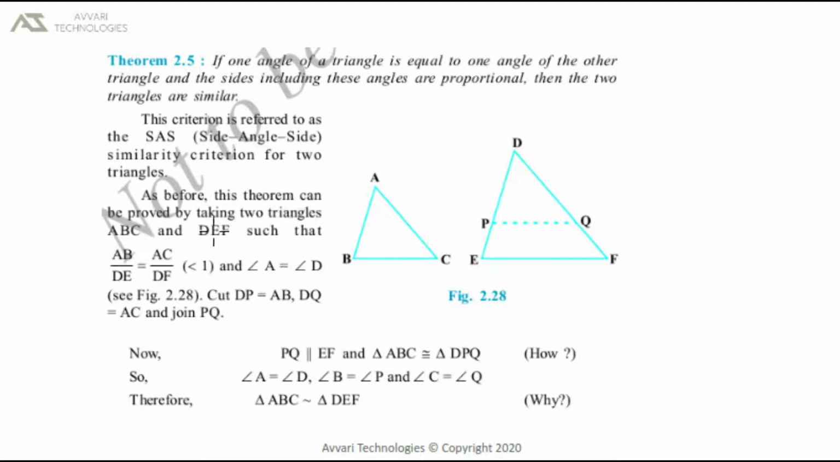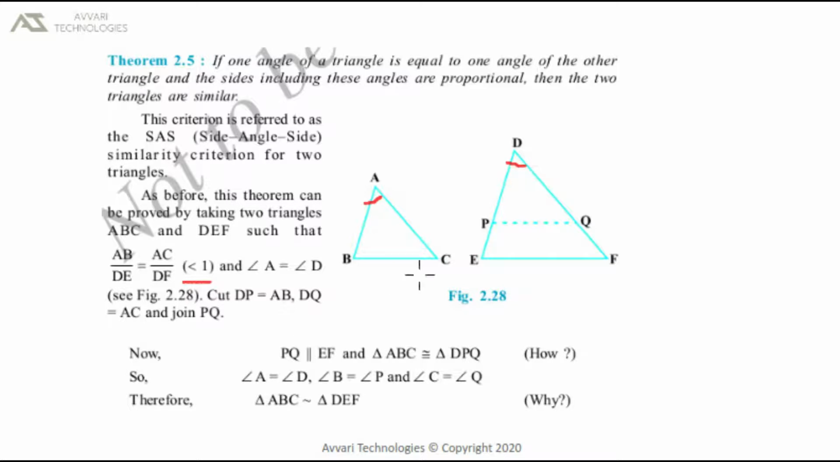This theorem can be proved by taking two triangles ABC and DEF such that AB by DE is equal to AC by DF is less than 1, which means to say that the triangle DEF is larger than the triangle ABC, and angle A is equal to angle D.